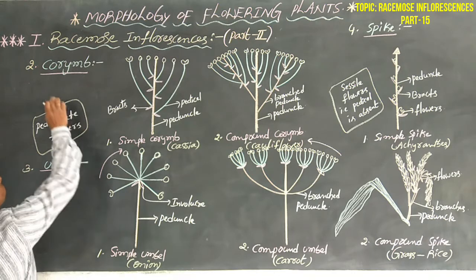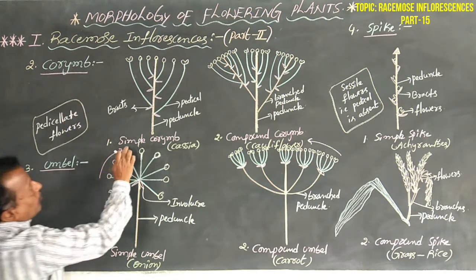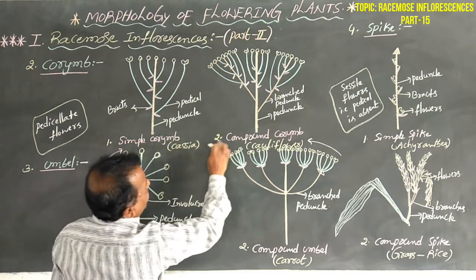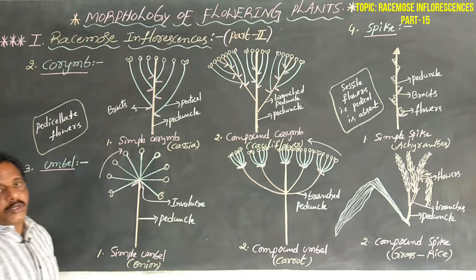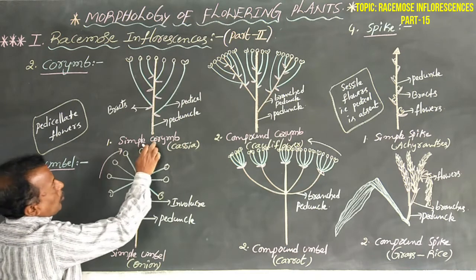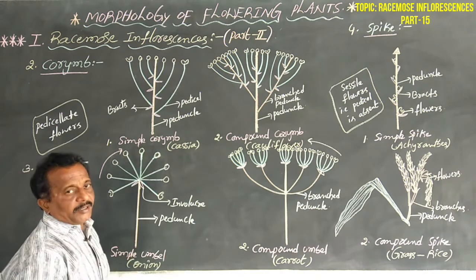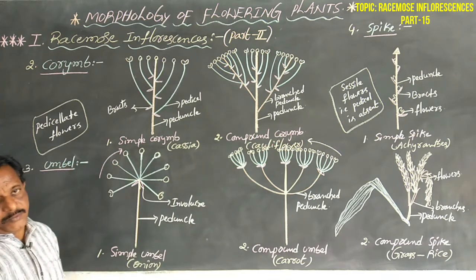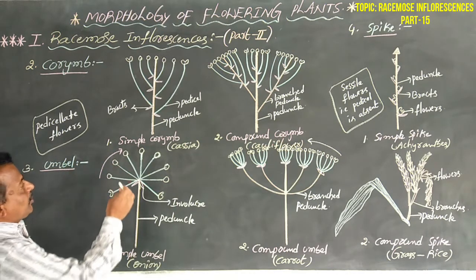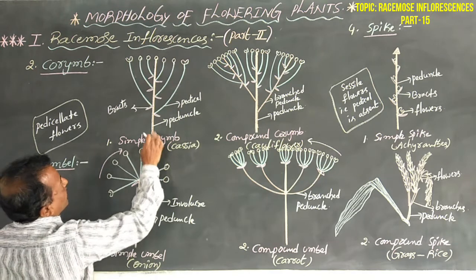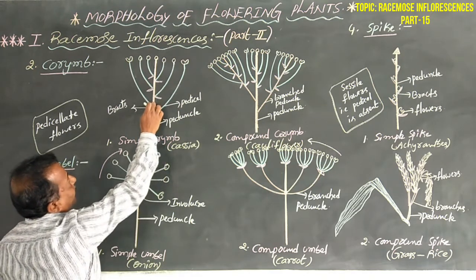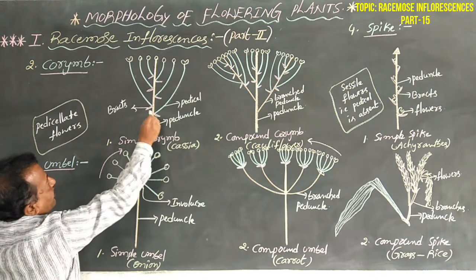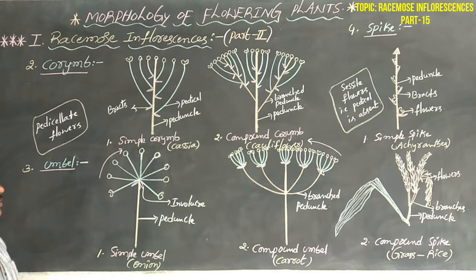So dear students, corymb again is of two types: the first one is simple corymb, the second one is compound corymb. Simple corymb is seen in cassia, compound corymb is seen in cauliflower. First, simple corymb. Dear students, this is a peduncle. These are pedicels and these are bracts.